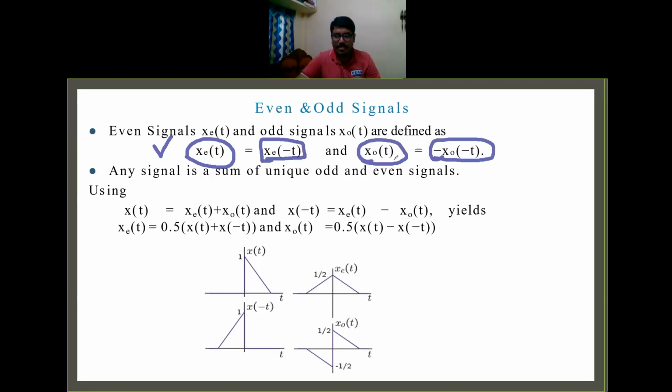Same, I have explained to you that x cube is an odd signal. If I put minus x in place of x, I will get minus x cube. This is nothing but in place of x I put minus x and I got an overall minus. This is about odd signals. So two types of signals we discussed in yesterday's class.